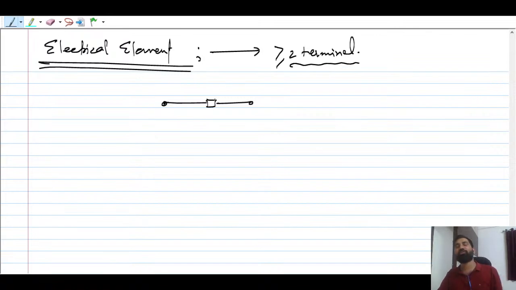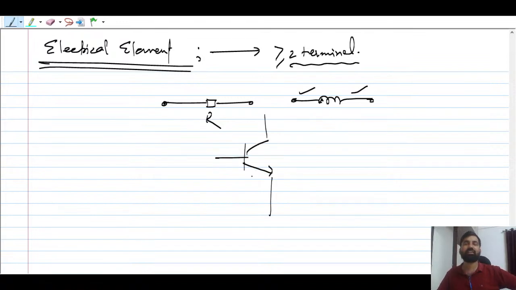See, suppose I'm talking about a resistor, it has two terminals. Suppose I'm talking about an inductor, this has two terminals, one terminal, two terminal. Suppose I talk about a MOSFET here, how many terminals are there? Three terminals. So any electrical element you talk about, there will be at least two terminals.